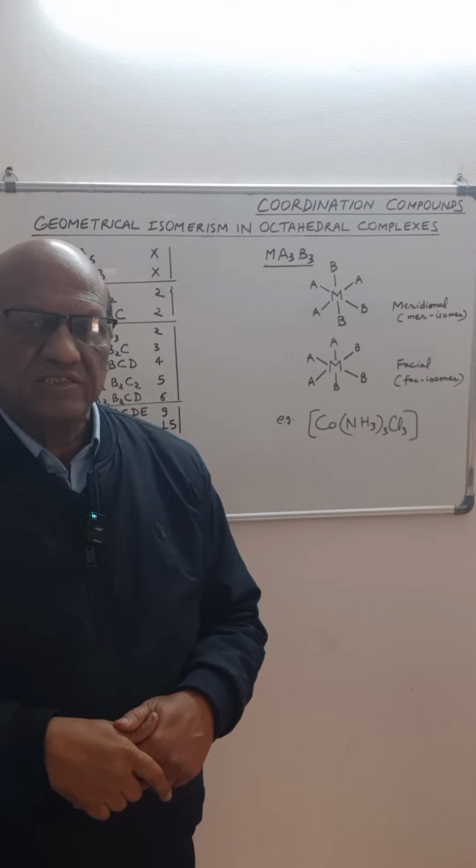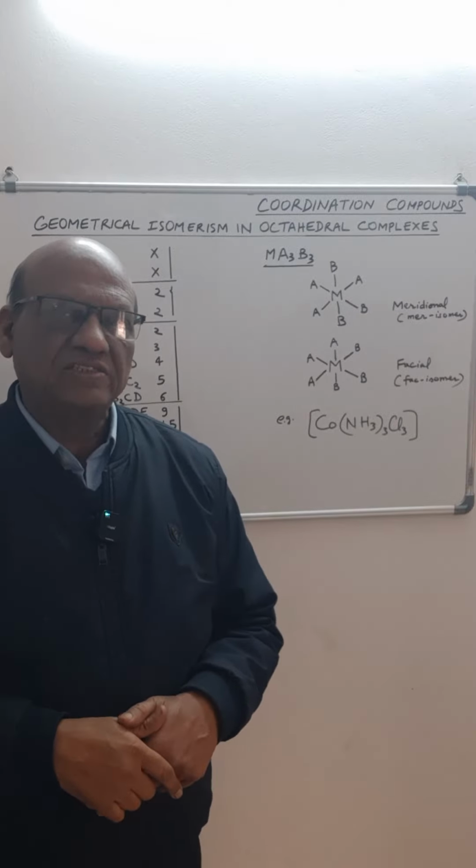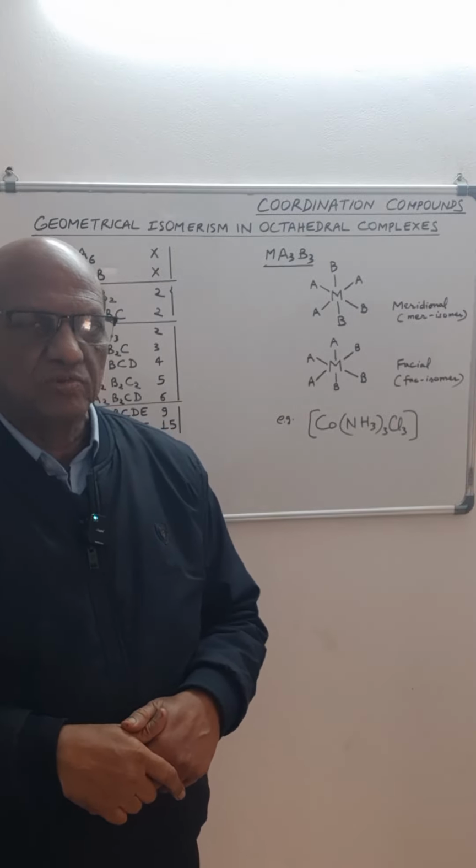In the previous session, we had discussed the geometrical and optical isomerism in case of tetrahedral complexes. In today's session, we will discuss the geometrical isomerism in octahedral complexes. We know that there are 6 ligands attached to the central metal atom in case of octahedral complexes.